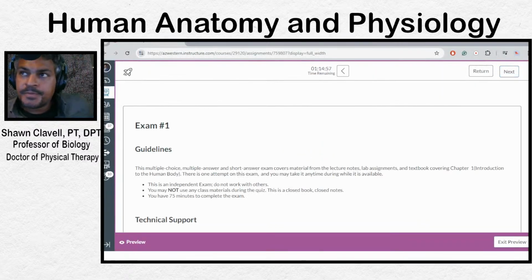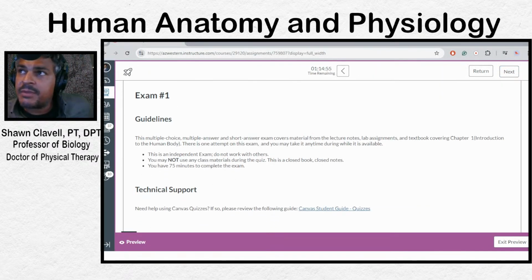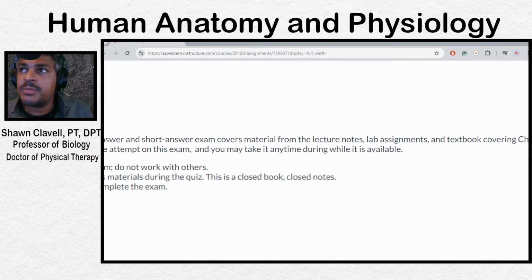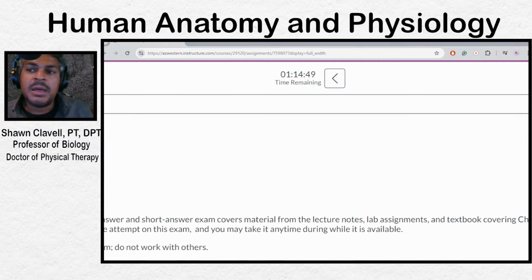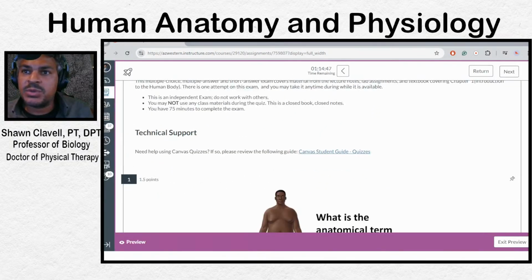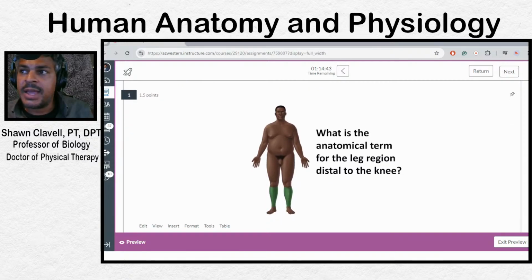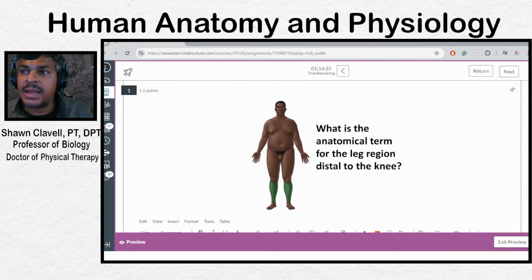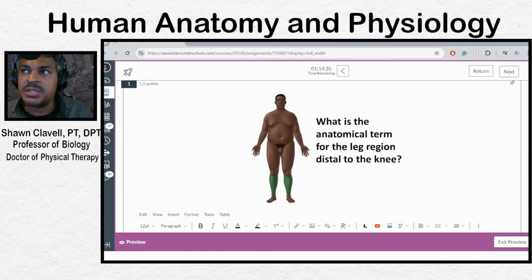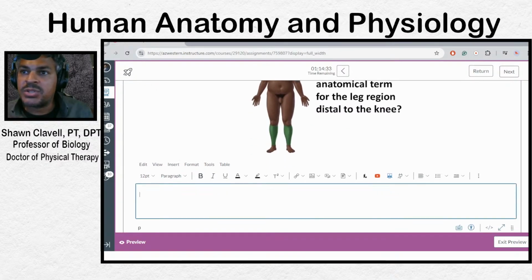Okay. So as I mentioned, you'll have an hour and 15 minutes to complete this exam. You'll see the timer up there at the top of the screen. And again, this is related to chapter 1. So you can see here the anatomical term for the leg region distal to the knee. So what is the anatomical term for the leg region distal to the knee? In this question, you will type the appropriate answer in the box.